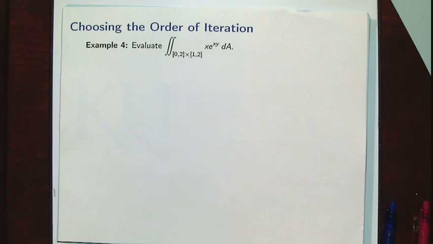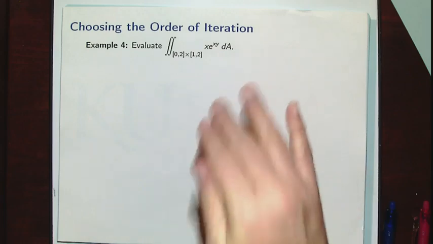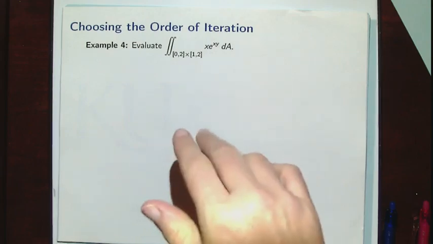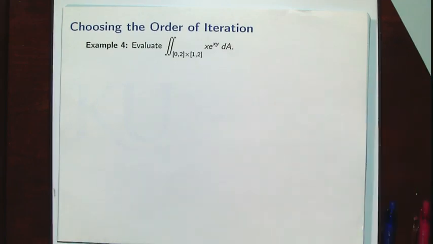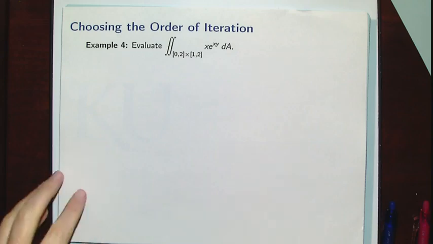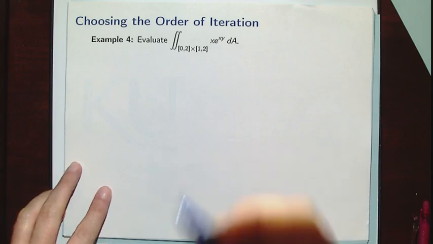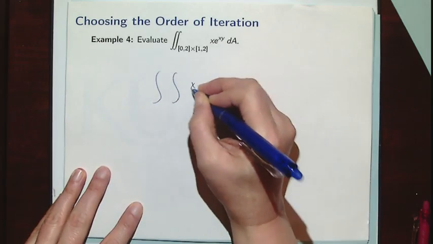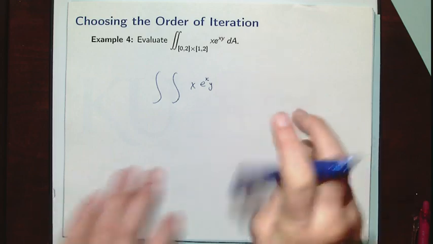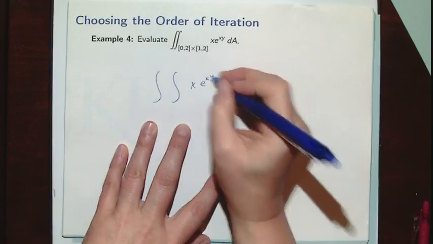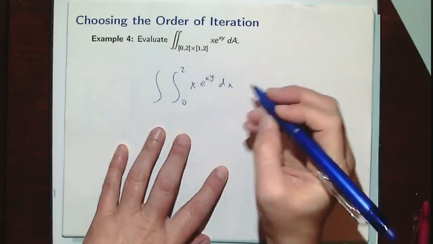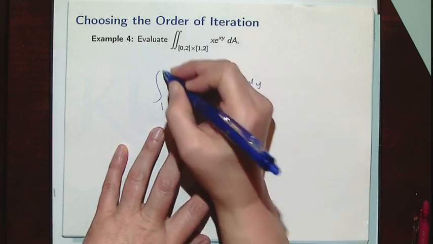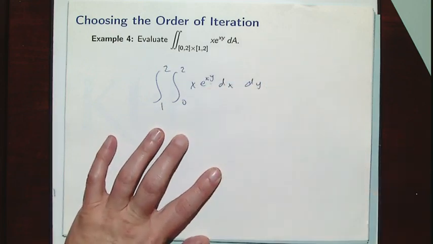Okay. Now, my friends, here's the thing. Do you guys think I always should do one way or another, or sometimes I have to try? Let's try. Here's the thing. Let's set this up as dx first. Okay, which integral am I computing first? X.